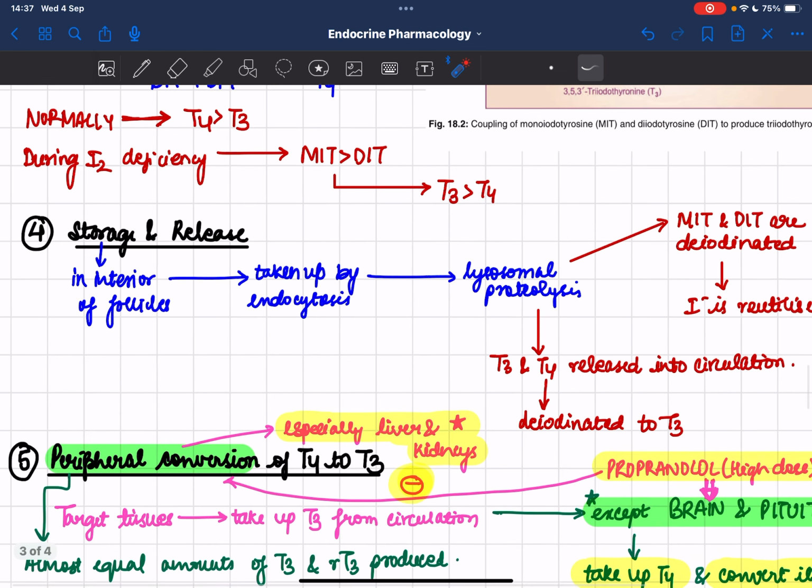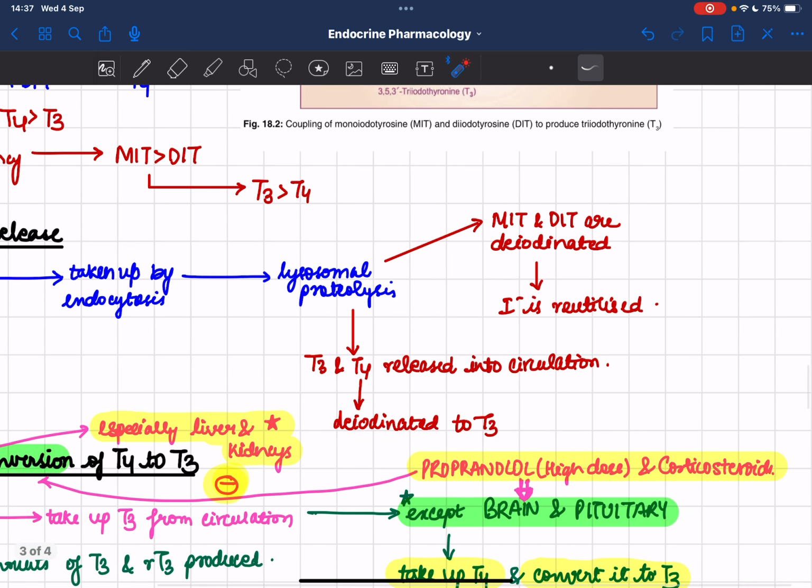Now coming to storage and release. I have told you that storage is in the interior of follicles, taken up by endocytosis, then lysosomal proteolysis. The T3 and T4 are released into circulation, and T4 is deiodinated to produce T3, while MIT and DIT are deiodinated, and iodide is reutilized.